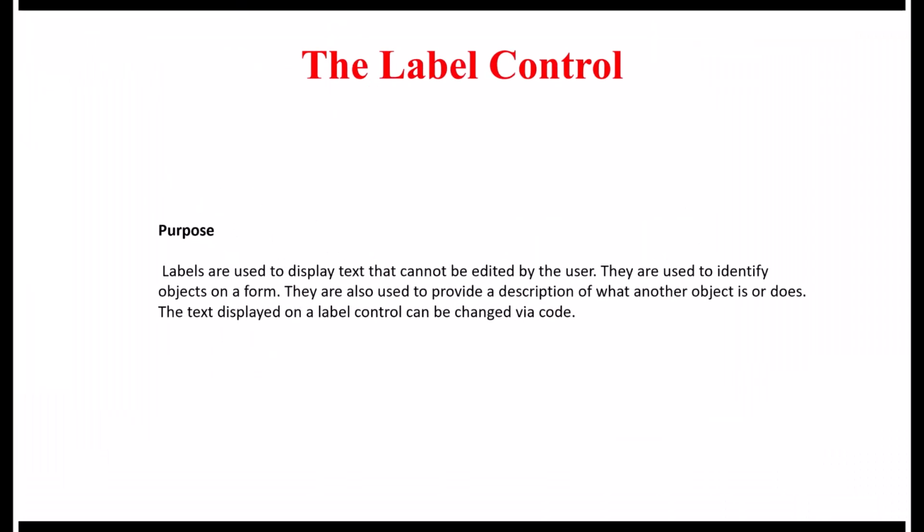Labels are used to display text that cannot be edited by the user. They are used to identify objects on a form. They are also used to provide a description of what another object is or does. The text displayed on a label control can be changed via code.